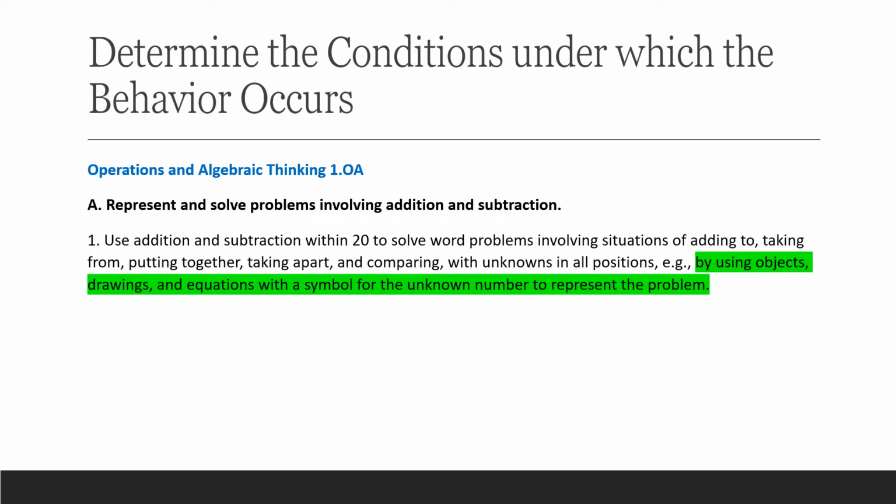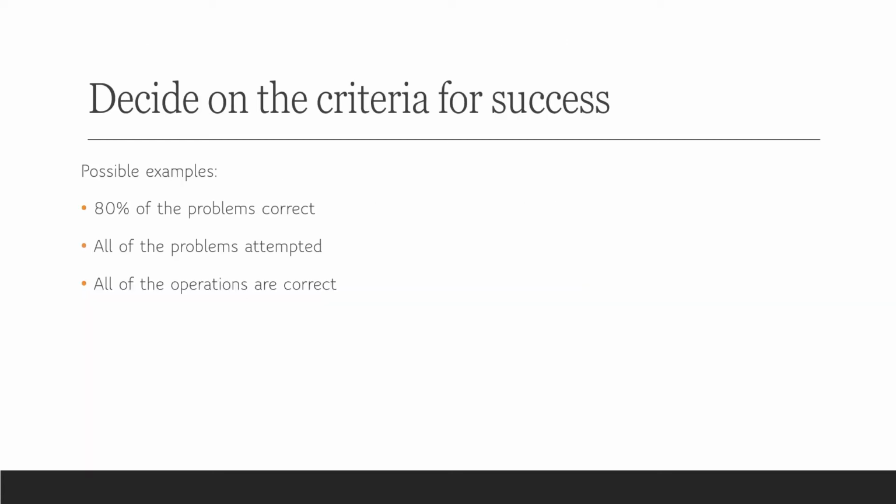And then the third step in writing an objective is to decide the criteria for success. So how are you going to grade this, in other words? We don't often talk about grading things in preschool or even kindergarten, but we do. In our head, we still have an idea of what we think on-level performance would look like. So possible examples are 80% of the problems correct, or all of the problems attempted, or all of the operations correct. I'm going to show you more examples of this as we go through this video.